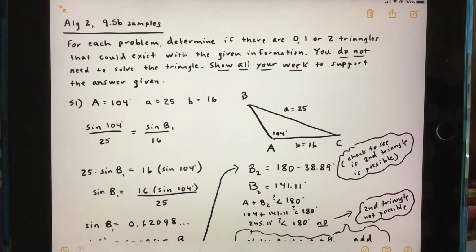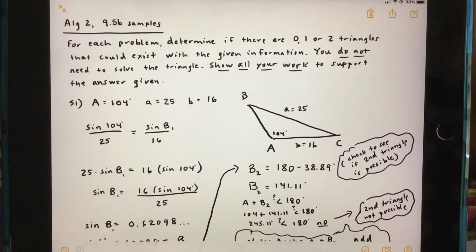Okay, Algebra 2, we're going to take a look at our 9.5b samples. Here's our directions. For each problem, determine if there are 0, 1, or 2 triangles that could exist with the given information. You do not need to solve the triangle. Show all your work to support the answer given.